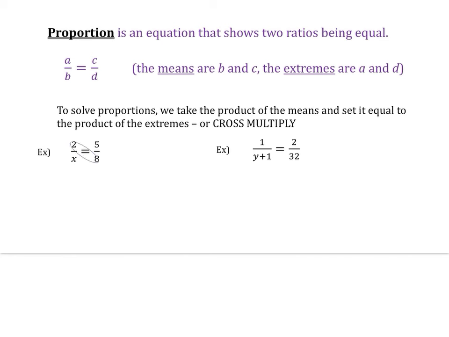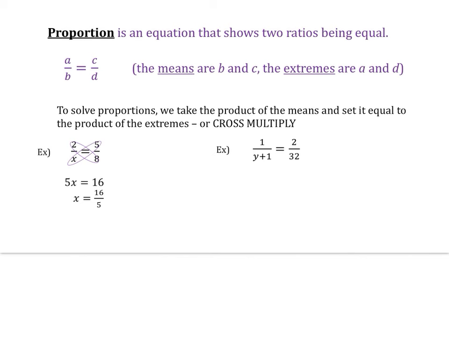So you can cross multiply the 2 and the 8, and then cross multiply the 5 and the x, getting you 5x equals 16. Continue to solve for x by dividing by 5 on both sides, so you get x equals 16/5. Always make sure your fraction is completely simplified.